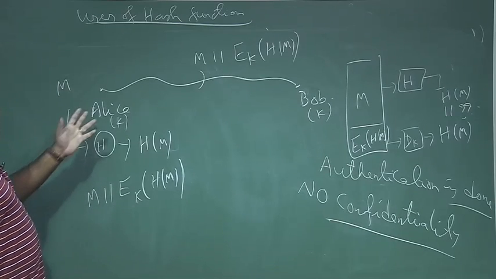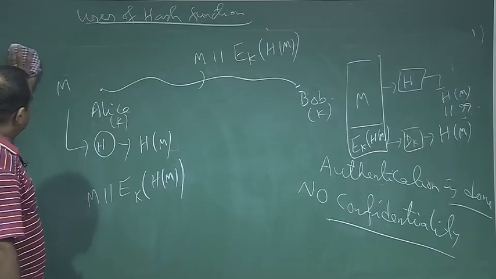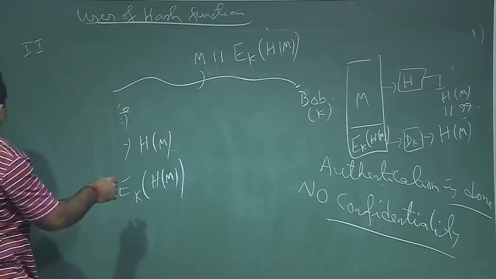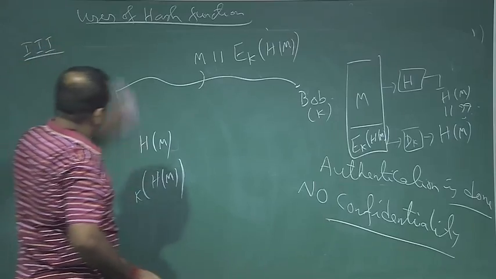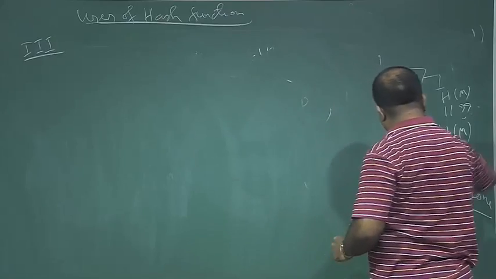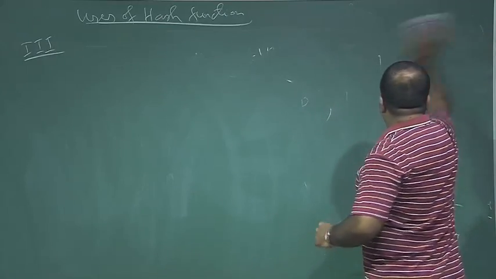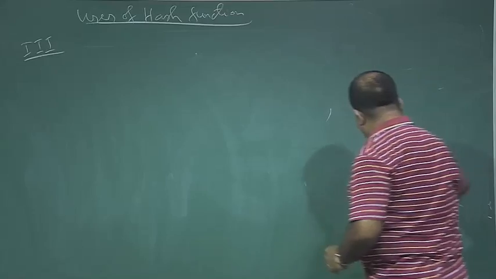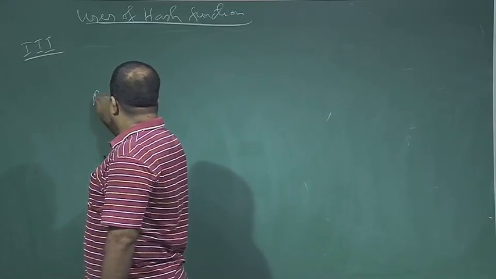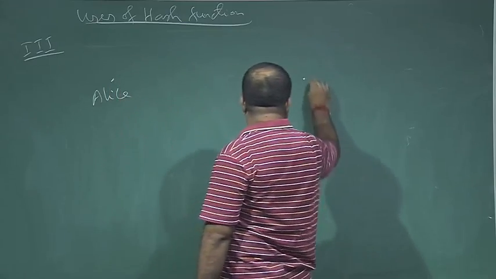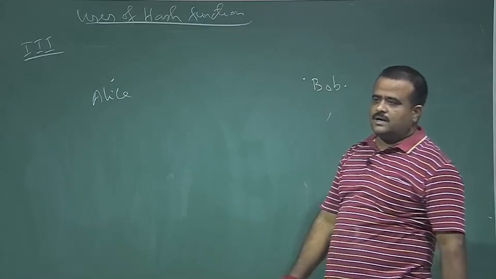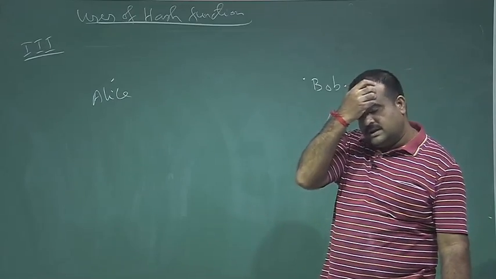Now we can have a similar thing in the public key setup. So this is use number 2, and now we will talk about use number 3 of the hash function. So, this is in the public key setup. Alice and Bob are now in the public key setup. That means they have two pairs of keys.